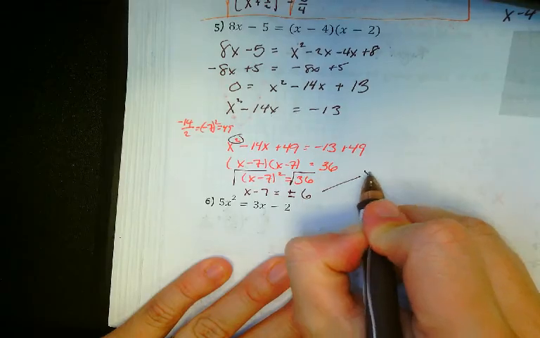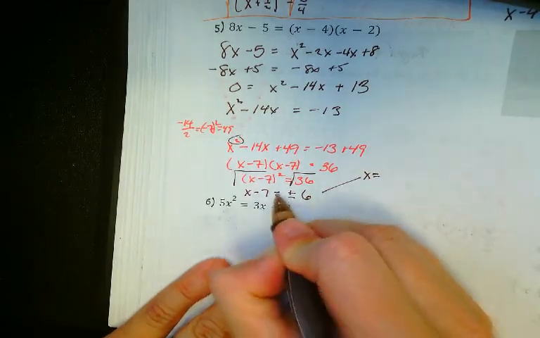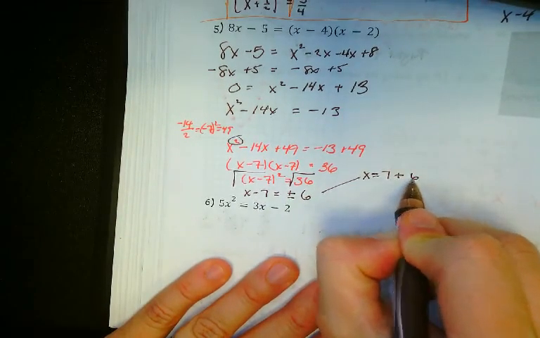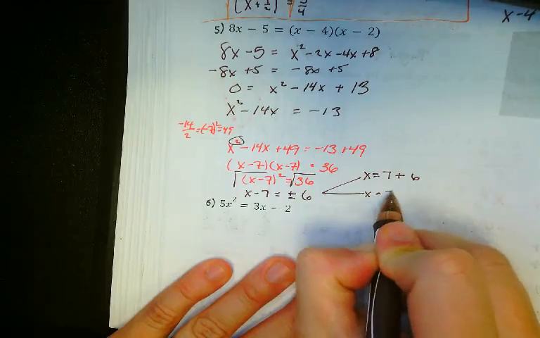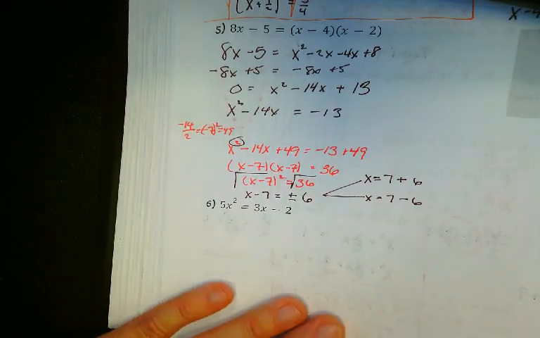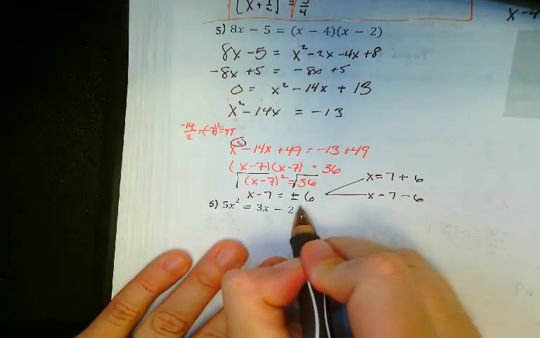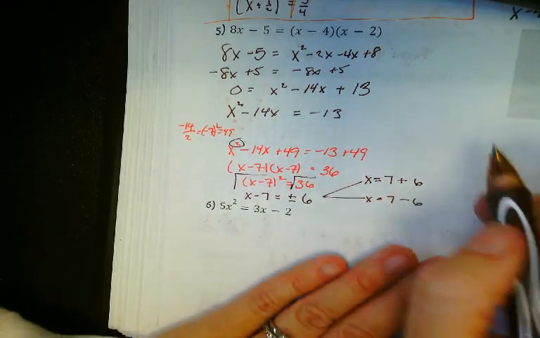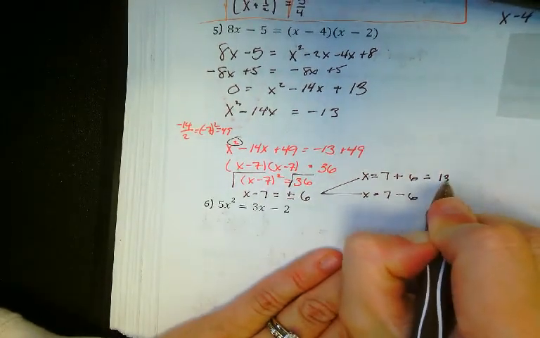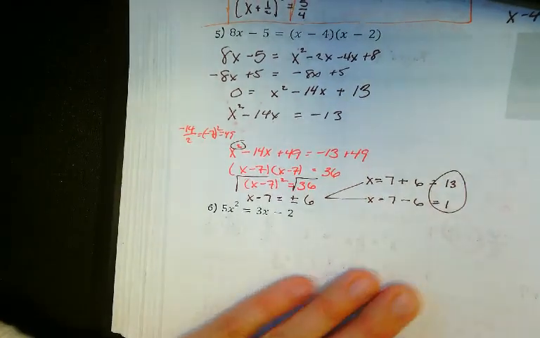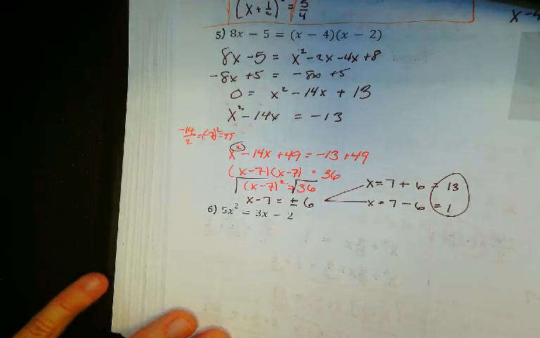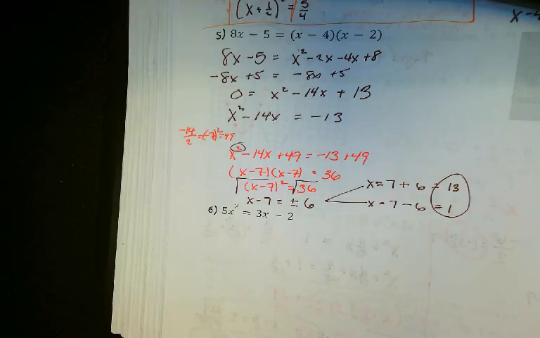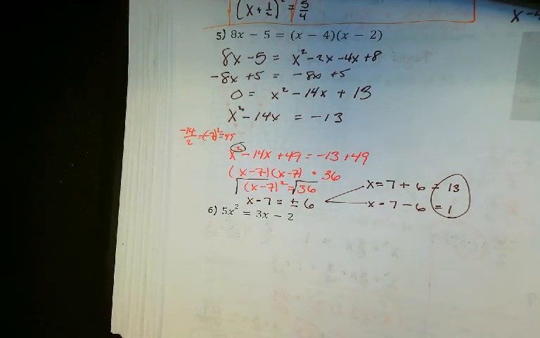I'm going to write both of them out. So I should get x equals, I'm going to add that 7 over, 7 plus 6, and x equals 7 minus 6. Right, I jumped the gun there. I just added the 7 in my head. 7 plus 6 and 7 minus 6. So I get x equals 13 and x equals 1 for the two solutions. And again, because they came out nice, that just tells me this was factorable from the get-go.